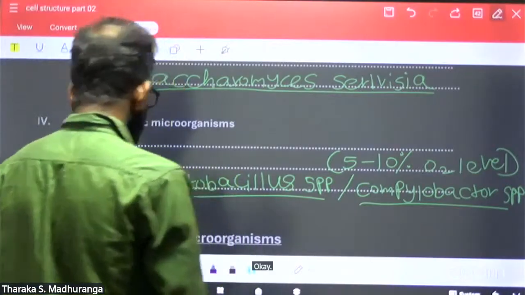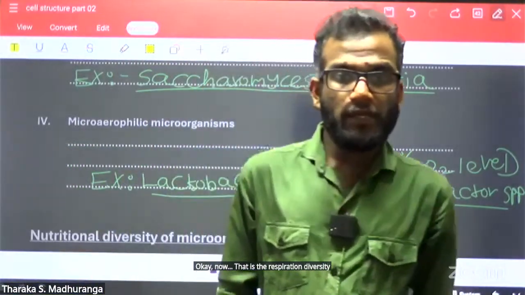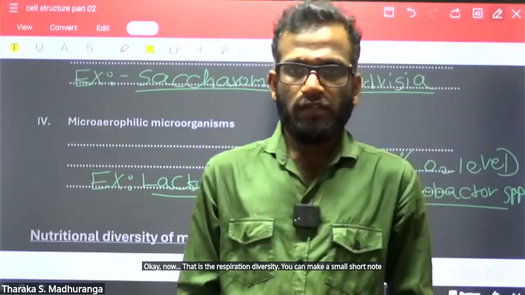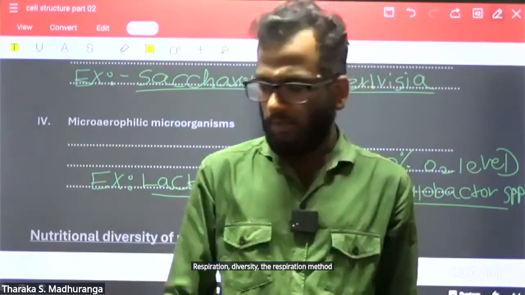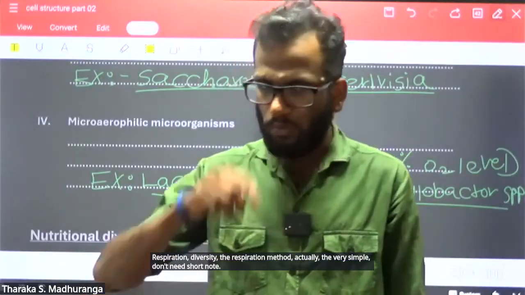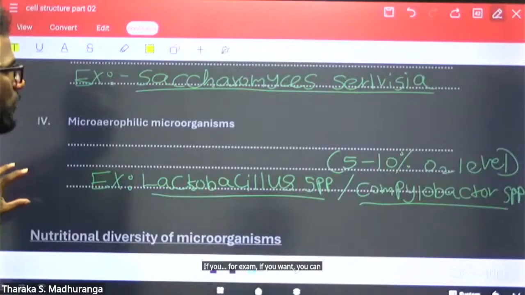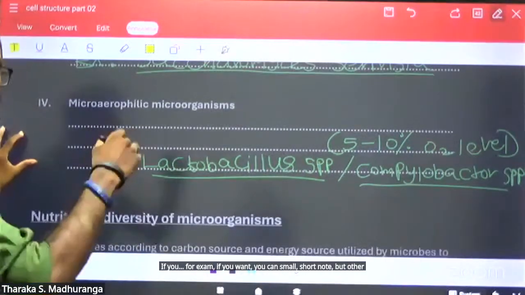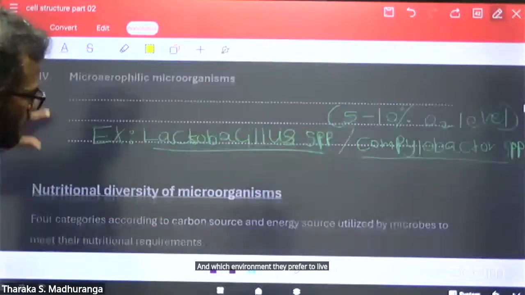Okay, now that is the respiration diversity. You can make a small short note. The respiration method is actually very simple, you don't need a short note. But for the exam, if you want, you can note the respiration groups, which environment they prefer to live in, and what the examples are.